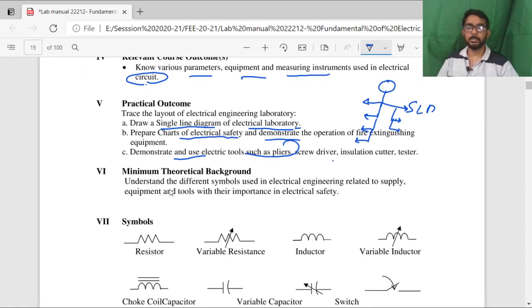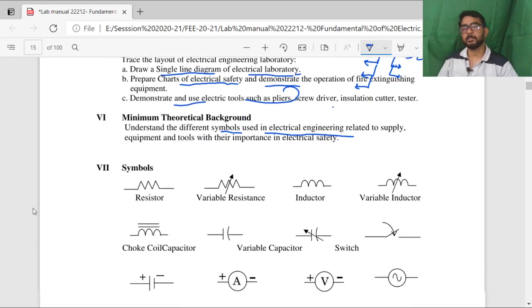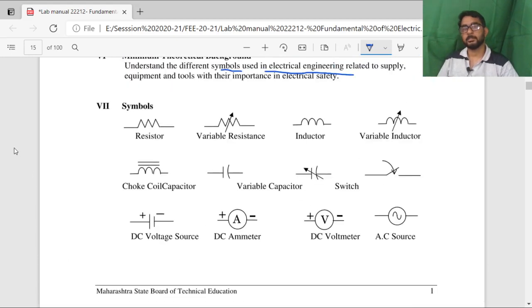Minimum theoretical background: understand the different symbols that are used in electrical engineering related to the supply. See, this is the symbol for resistor, this is the fixed resistor, this is the variable resistor. Please remember, whenever there is an arrow on the fixed resistor, it is converted into a variable resistor. This is the symbol for inductor. Sometimes inductors can be drawn like this. Again, if an arrow comes, it is known as a variable inductor. This is the choke coil.